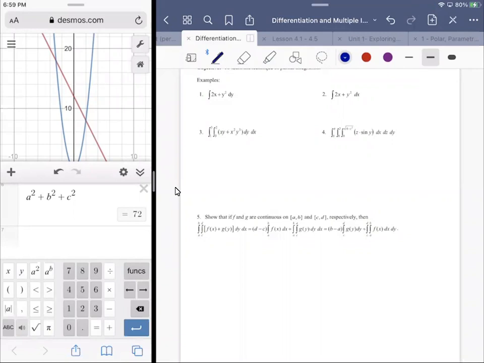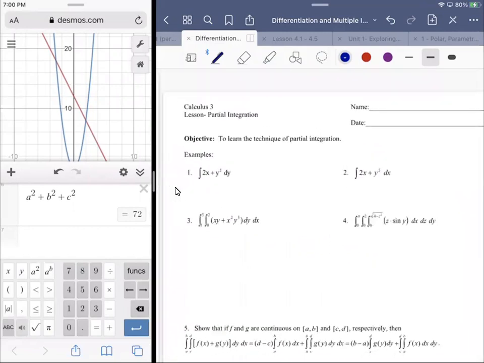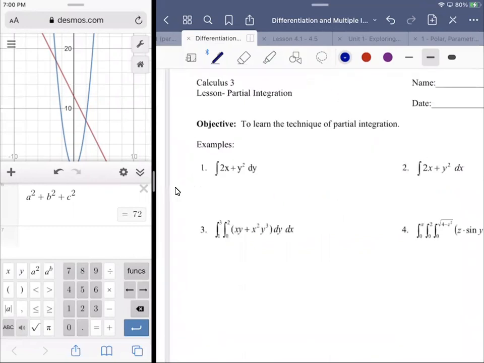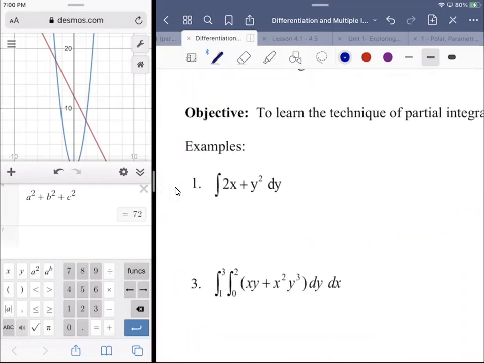So why is this so difficult? It's because it's very easy to lose track of what's variable and what's constant, right? And when that happens, as you've seen, catastrophe, right? So let's explore those catastrophic situations together. So we're going to learn the technique of partial integration.